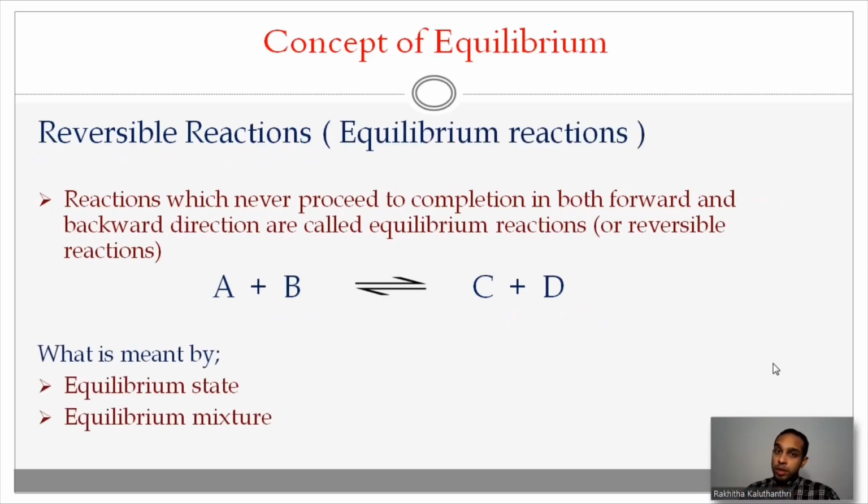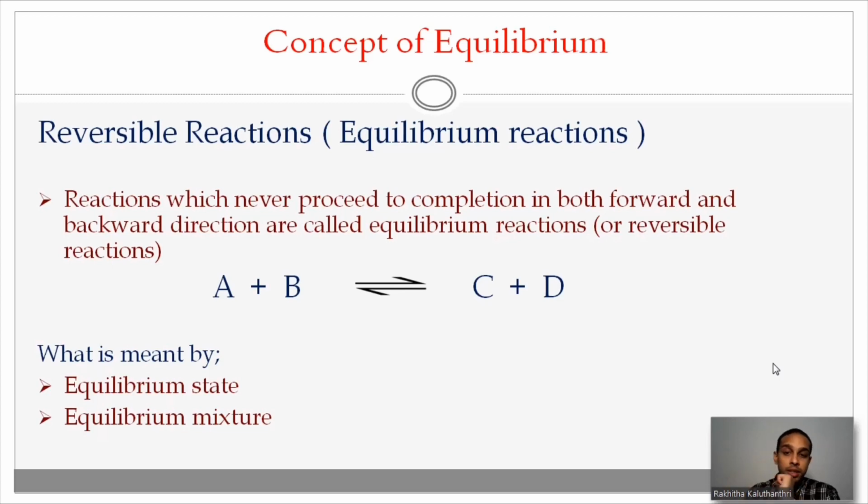Reversible reactions, on the other hand, are quite different. These reactions are also referred to as equilibrium reactions. Reactions which never proceed to completion in both forward and backward directions are called equilibrium reactions or reversible reactions.